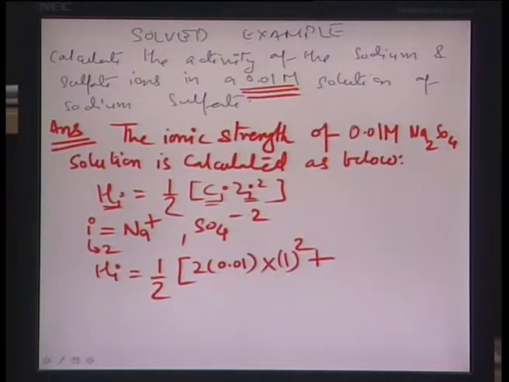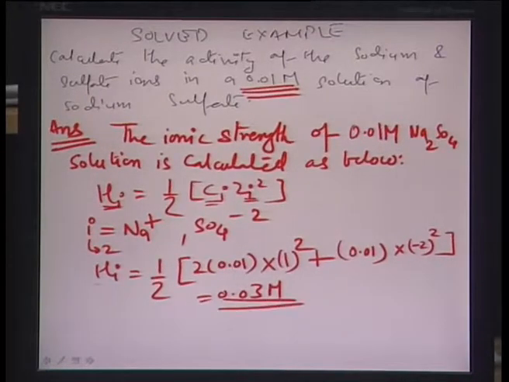Now you have the concentration for SO4, which is only 1 in the molecule. So, you have a concentration of 0.01 molar times the charge here, which is -2, because sulphate is a bivalent ion, squared. This comes out from calculations to be 0.03 molar. So, this is the mean ionic strength of this sodium sulphate solution. Once the mean ionic strength is calculated, the rest of the things are easy.